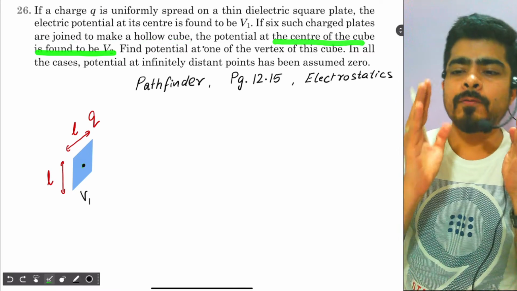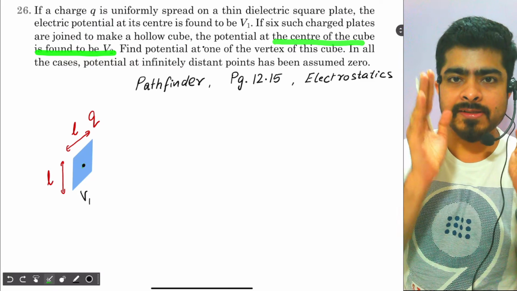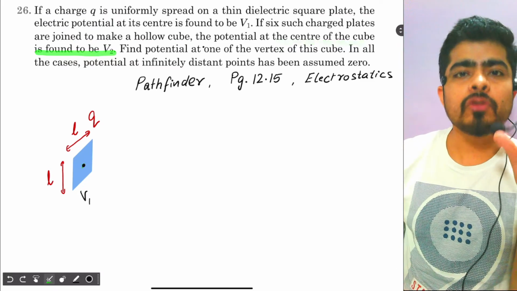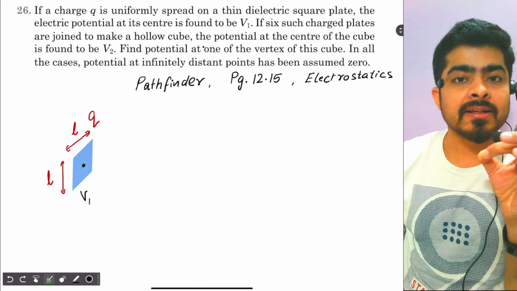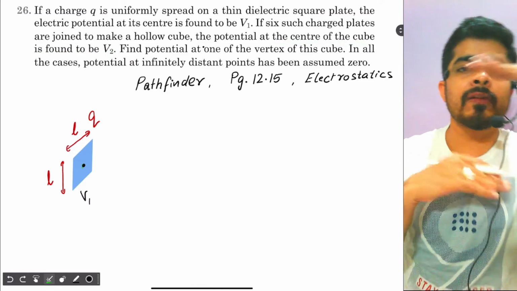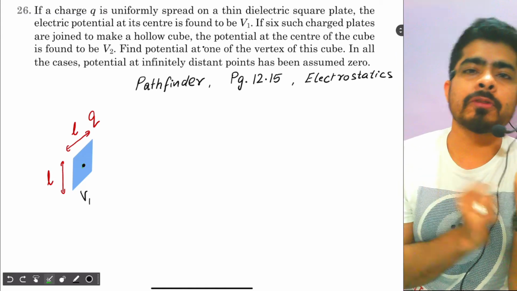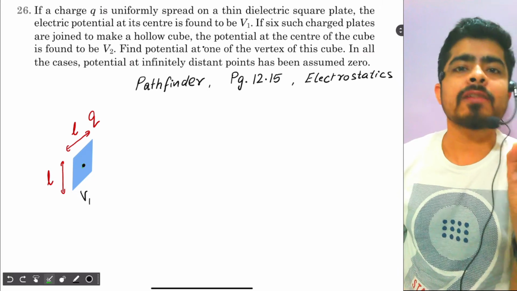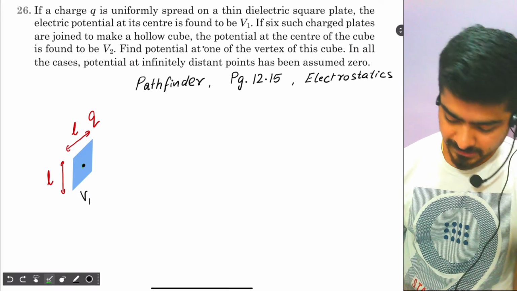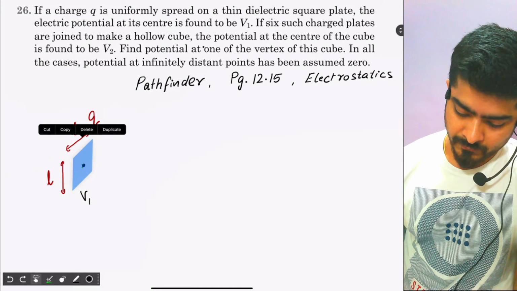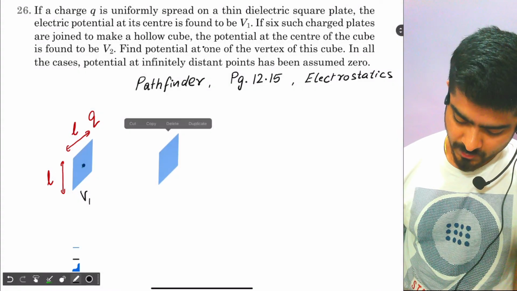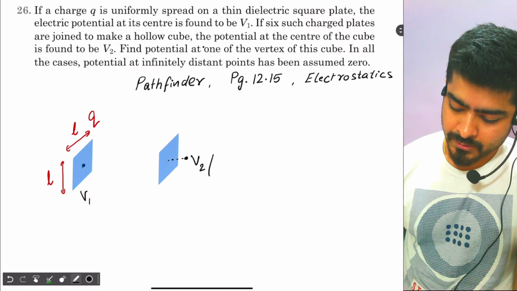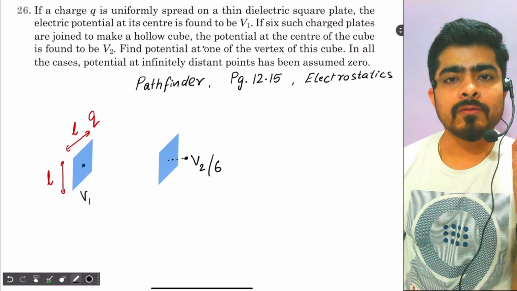Now, a cube has got six faces, two like this, and two in this way. Correct. So the cube is creating potential at its center equal to V2. So the six faces together are creating a potential V2 at the center. So if you look at the potential due to just one single face, that will be V2 by 6. So if I take one single face over here, this is the center of the cube. The potential due to a single face will be V2 by 6.